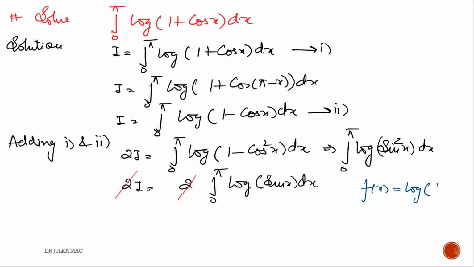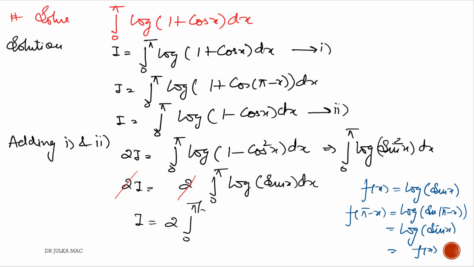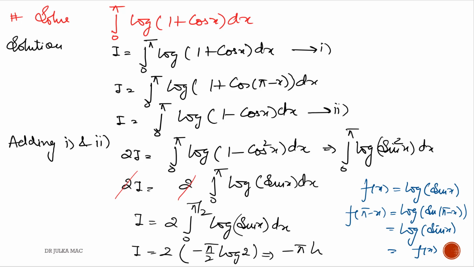If we use a minus x, meaning pi minus x, it is log sin(pi minus x). There is no change in the function. So I equals twice the integral from 0 to pi by 2 of log sin x. And the answer of the integral from 0 to pi by 2 of log sin x is minus pi by 2 log 2. So I equals twice of minus pi by 2 log 2, which equals minus pi log 2. Here we use the answer of the previous question.